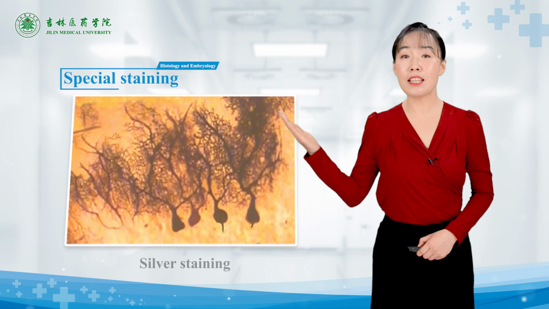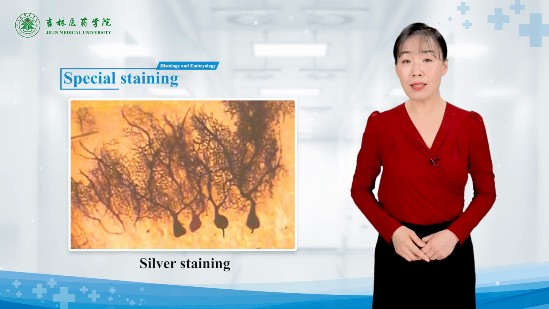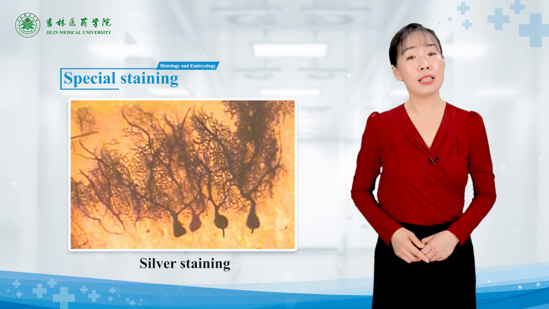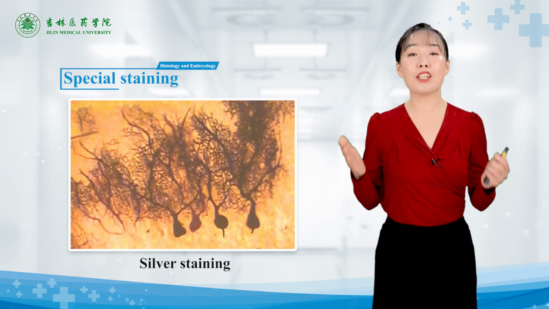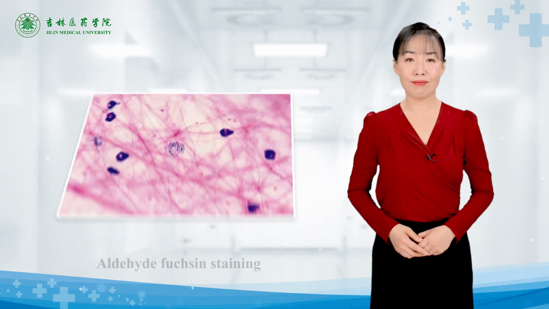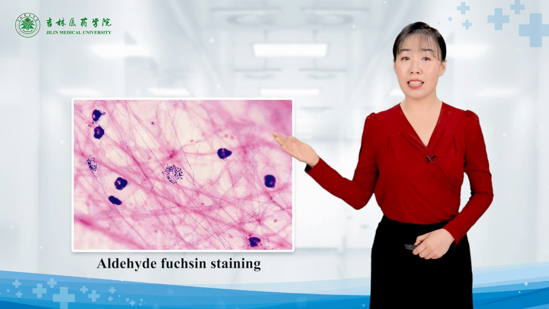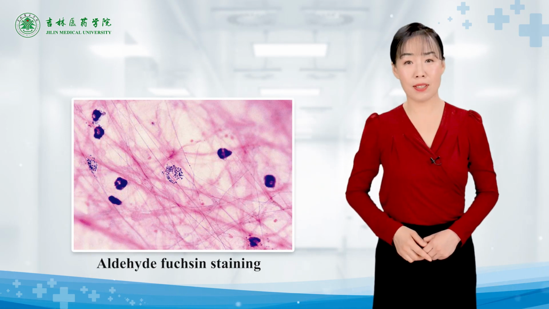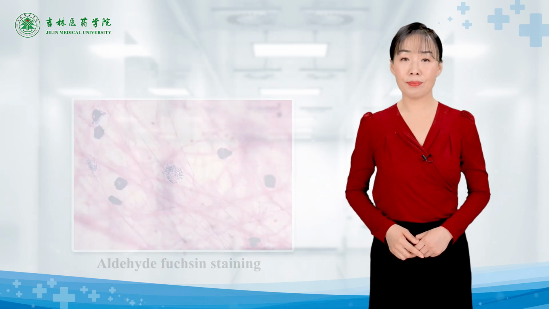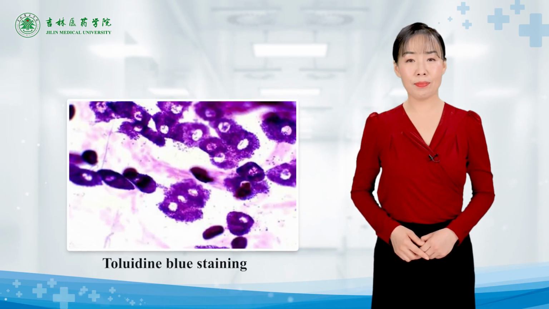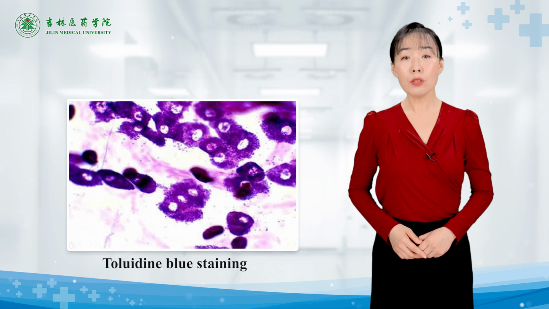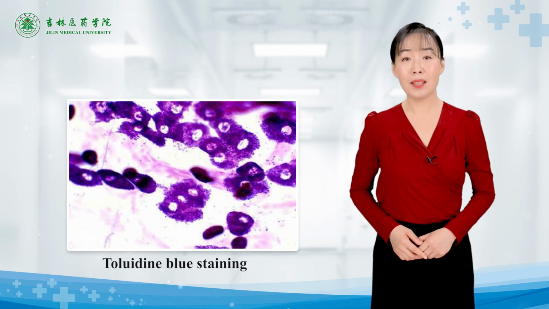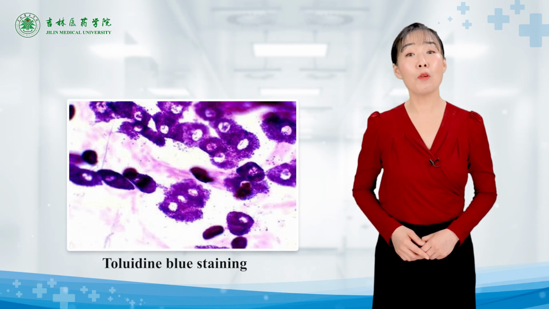Other special staining: silver staining stains neurons, neurofibrils, etc. Such structures are termed argyrophilic. Aldehyde-fuchsin staining mainly stains elastic fibers and elastic membranes. Toluidine blue staining stains cells such as mast cells. Toluidine blue is blue in color, but the cells are stained purple. It is called metachromasia.